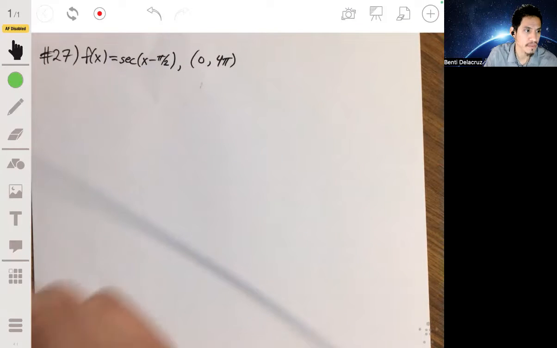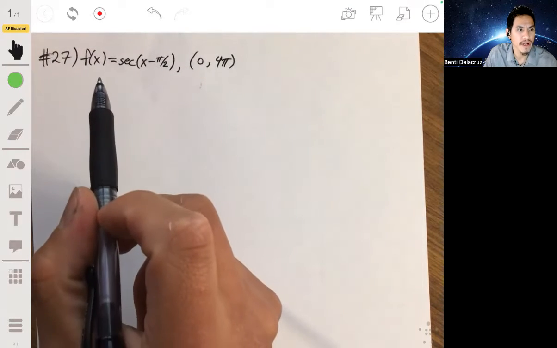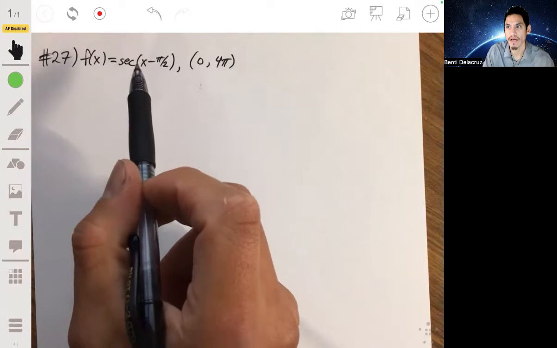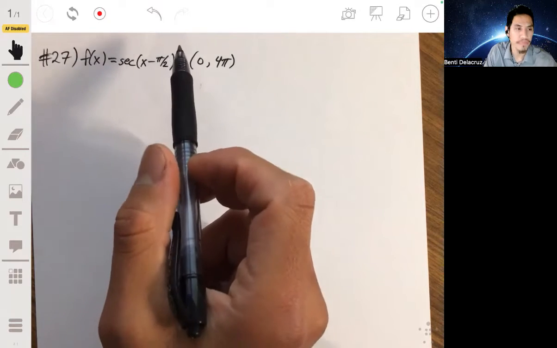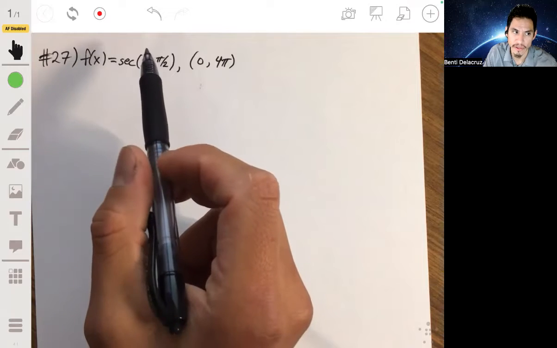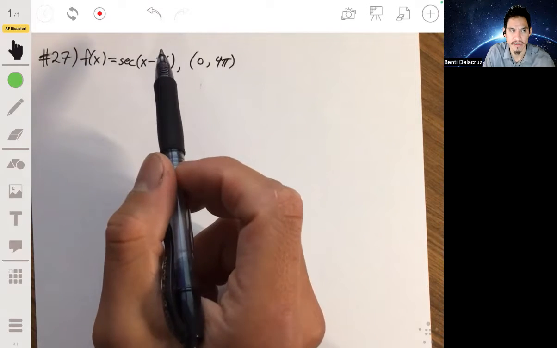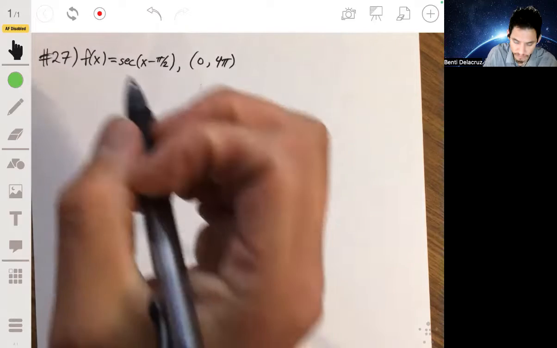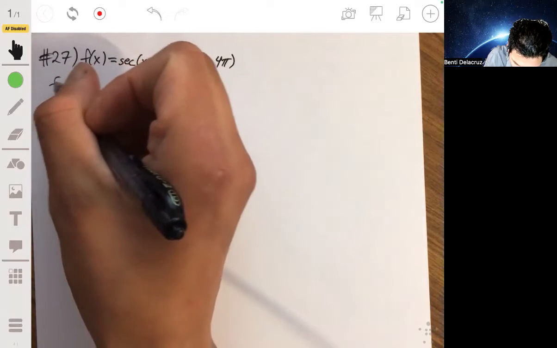All right, so for this problem, we're going to figure out any possible points of inflection on this function and then talk about the concavity of the function. So talk about where it would be concave up, concave down, and so forth. For that, we need to calculate the second derivative. So let's go ahead and find the derivative first.